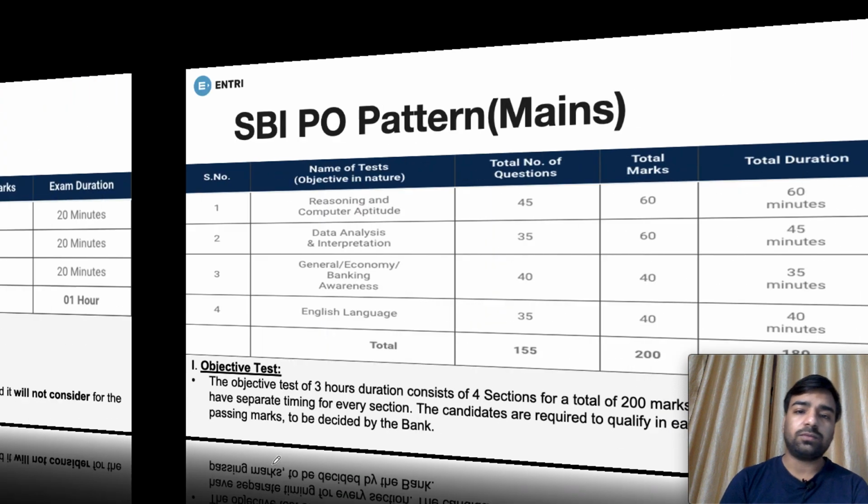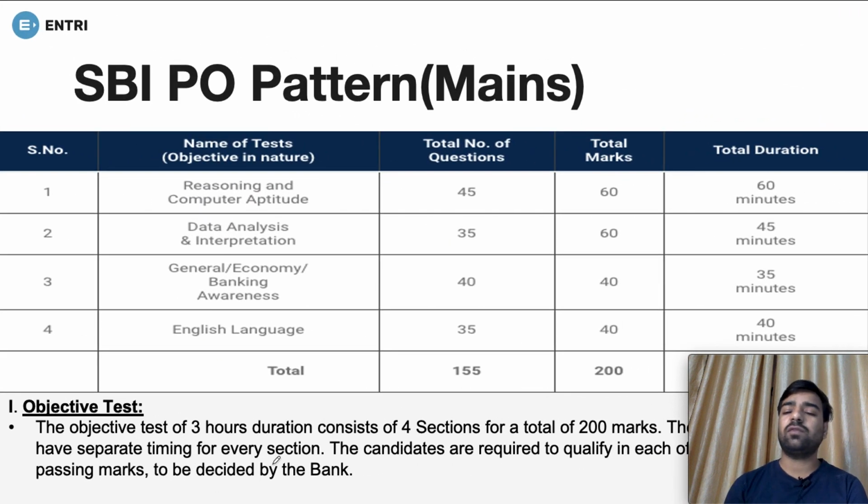Fine. Now, since prelims is only of qualifying nature, all candidates who qualify the prelims are going to sit in the mains examination. In the mains examination there will be 4 sections, beginning with reasoning and computer aptitude, where a total of 45 questions and 60 marks are there. For this section you will be allotted 60 minutes.